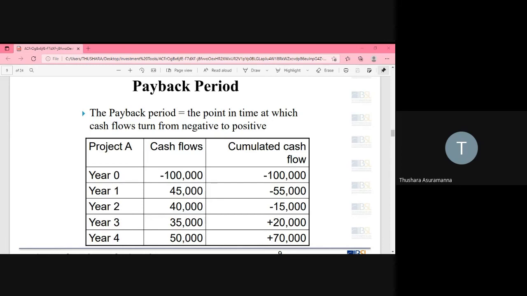Rachini, Udita, 2.9 years. What about others? 2.9, 2 years and 11 months.